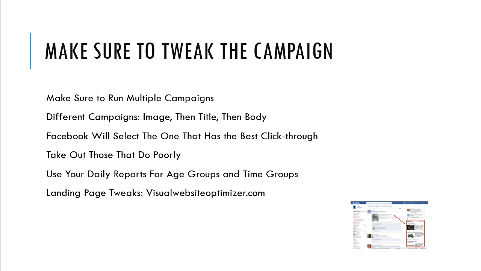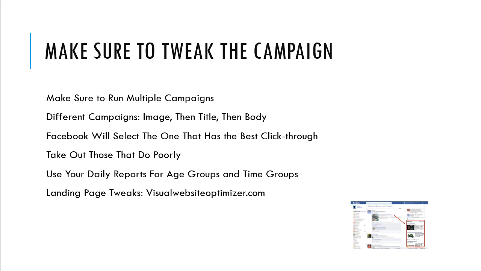You want to run multiple campaigns, and what you're going to do is you're going to change one element in each of those campaigns until you figure out which one is going to do the best. You start with the images, so you'll run multiple campaigns with multiple images. When you figure out which one does the best, in fact, Facebook will select the one that has the best click-through. You want to pause the campaigns that are not doing so well.